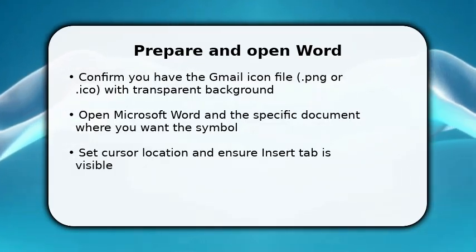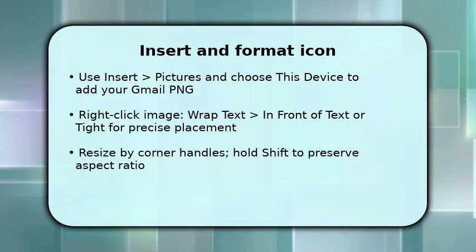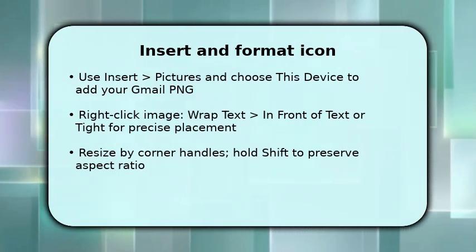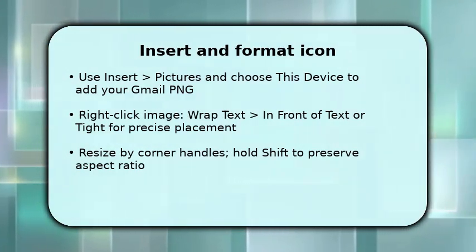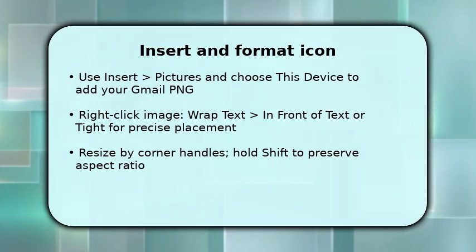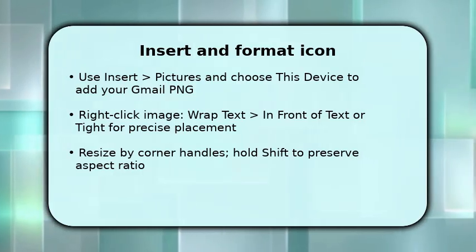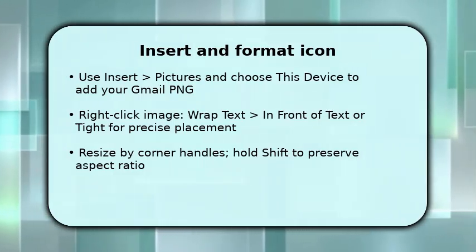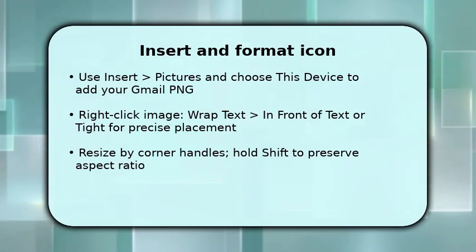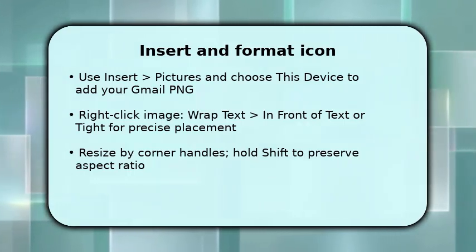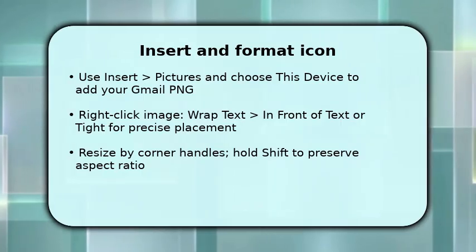You now insert the Gmail picture via Insert, Pictures, This Device, selecting the PNG file. After it appears, right-click and choose Wrap Text, In Front of Text or Tight, so you can move it freely without disturbing text flow. Resize the icon using corner handles and hold Shift to keep correct proportions. Use the Picture Format tab to set exact height or width if needed.